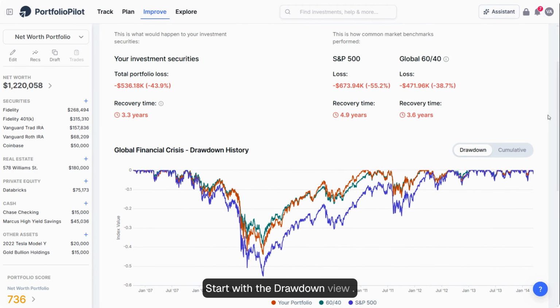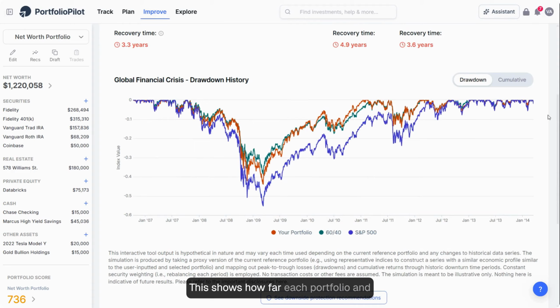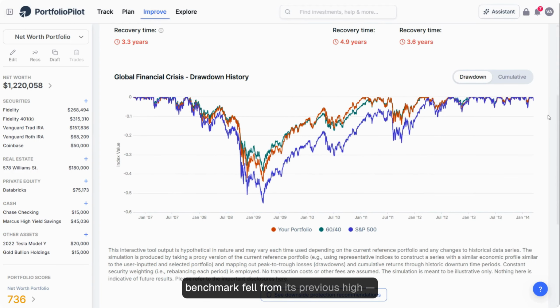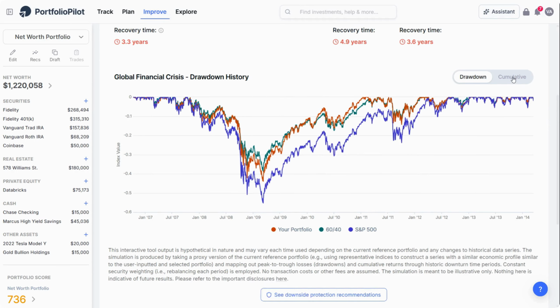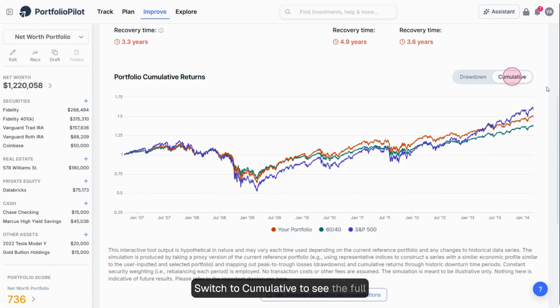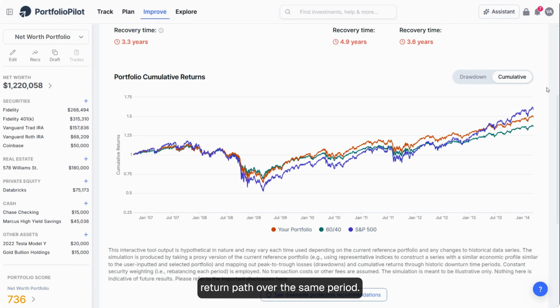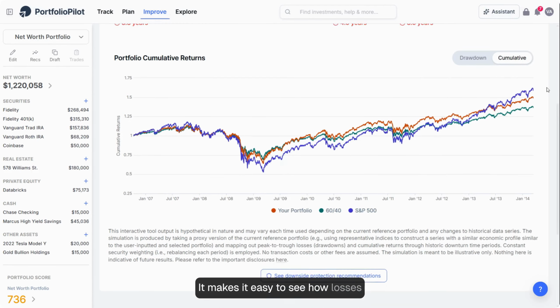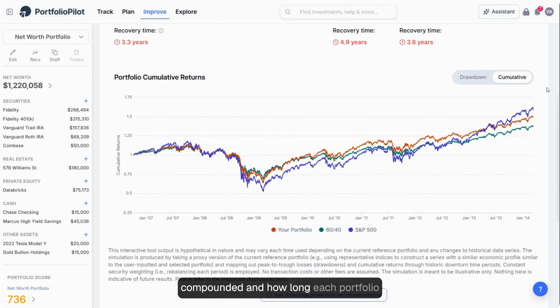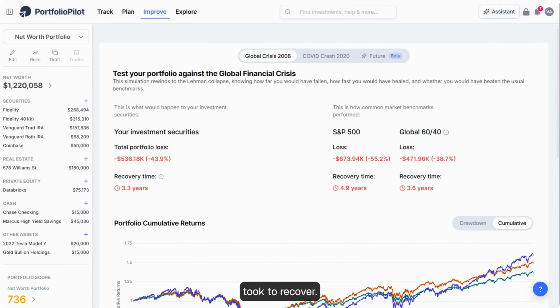Start with the drawdown view. This shows how far each portfolio and benchmark fell from its previous high. So you see not just the total loss, but the depth and timing of the decline. Switch to cumulative to see the full return path over the same period. It makes it easy to see how losses compounded and how long each portfolio took to recover.